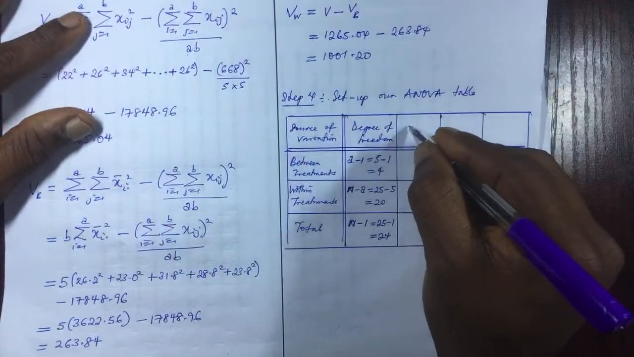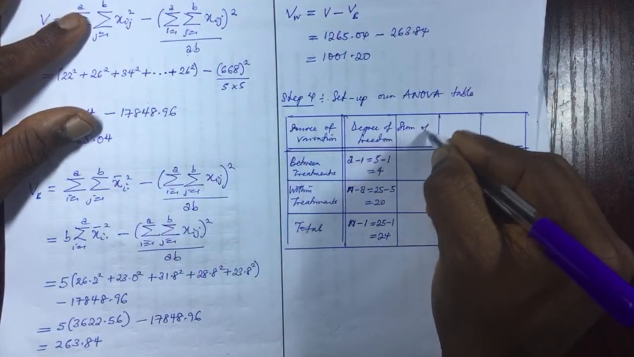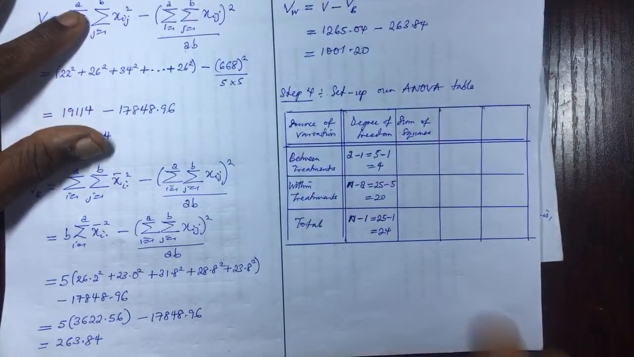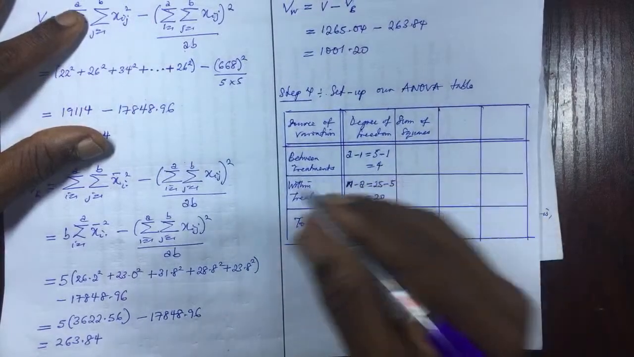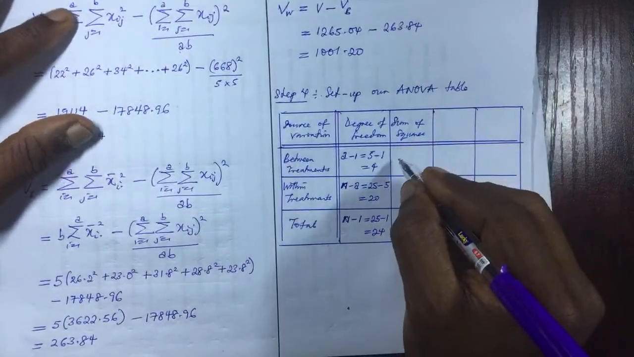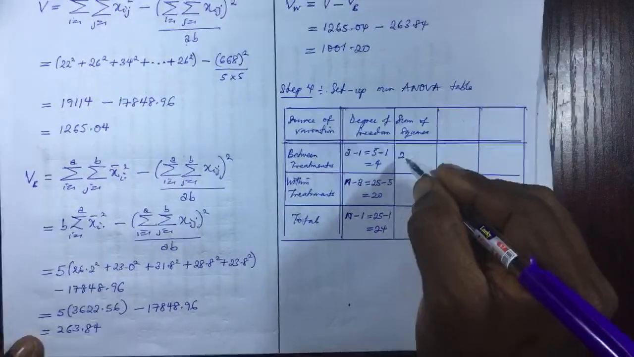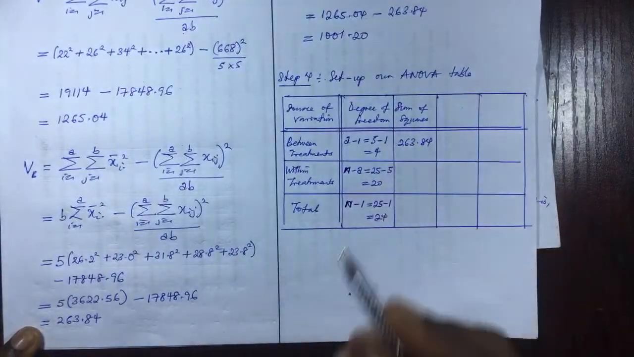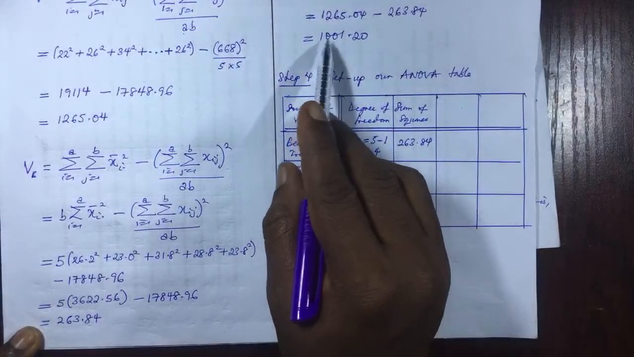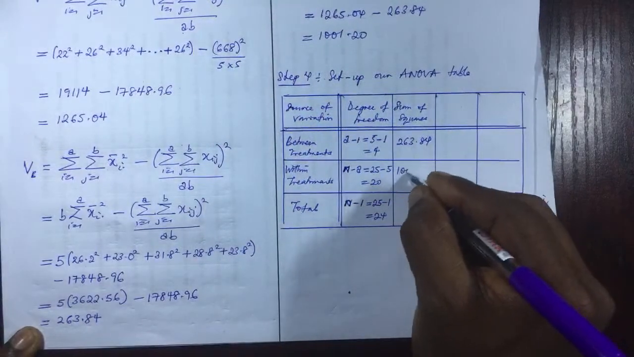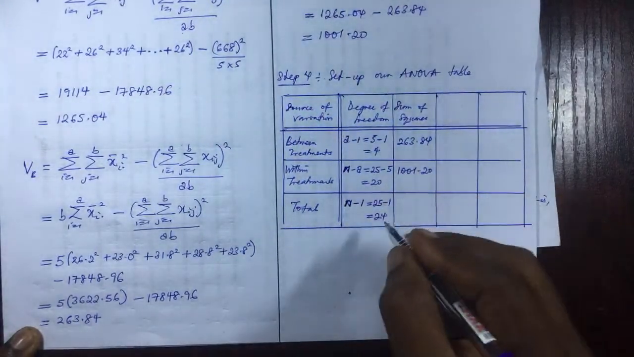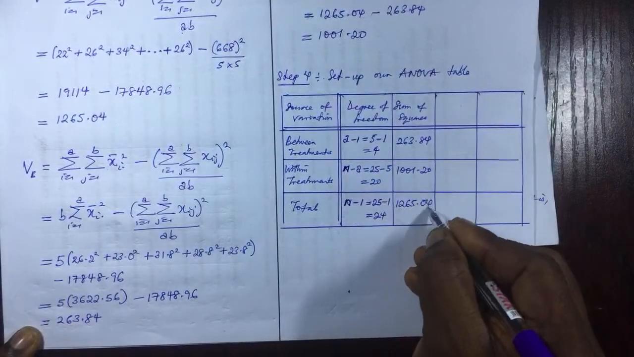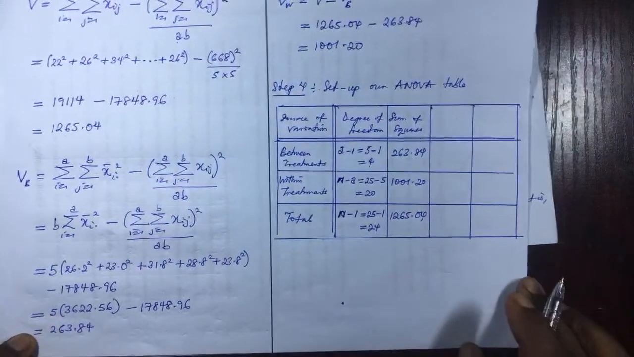So sum of squares is what I would come over to now, my sum of squares. Now, what were the sum of squares? VB and VW. So VB was for between treatments. So I'm going to write out the result we got for VB, which is 263.84. I'm going to write out the sum of squares we got for within treatment, which is 1001.20. I'm going to write out the sum of squares we obtained for total, which is 1265.04, and that completes the column for sum of squares.